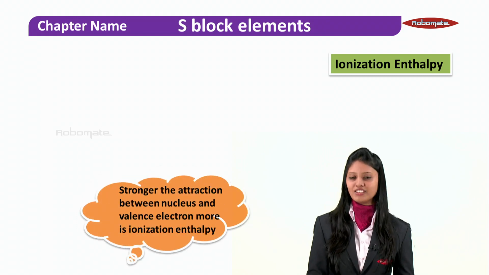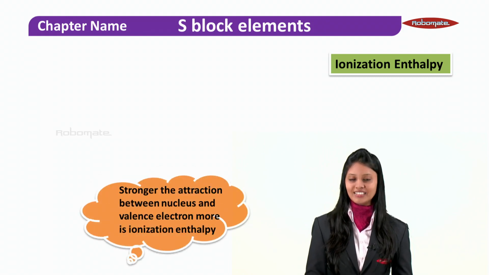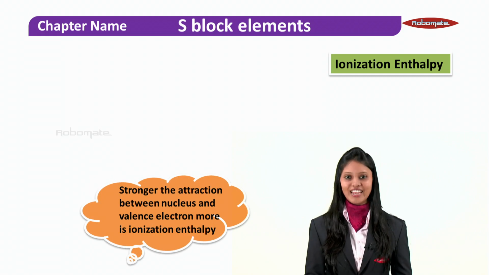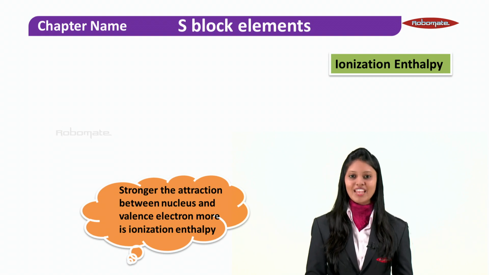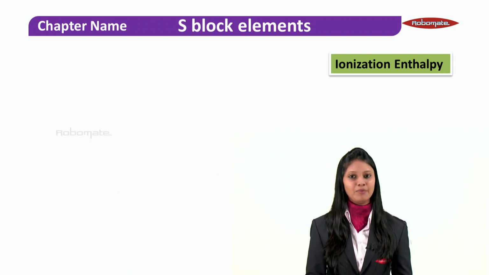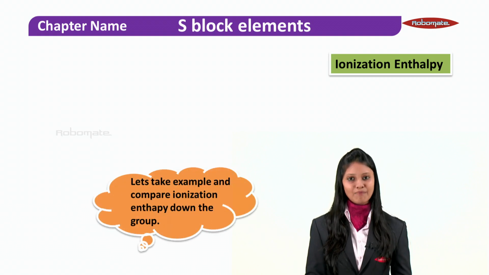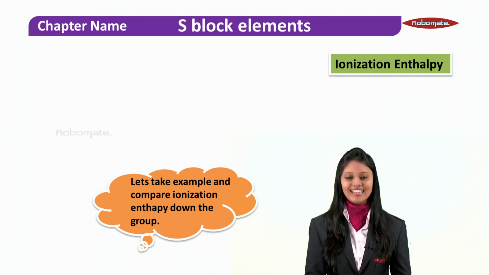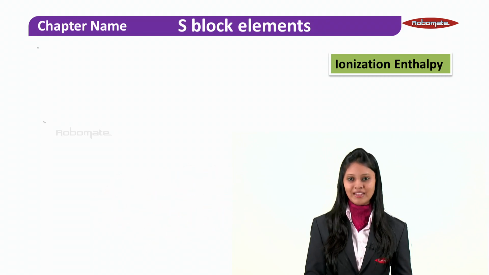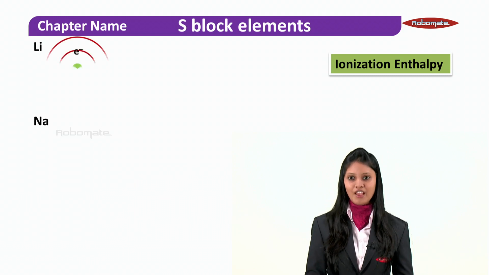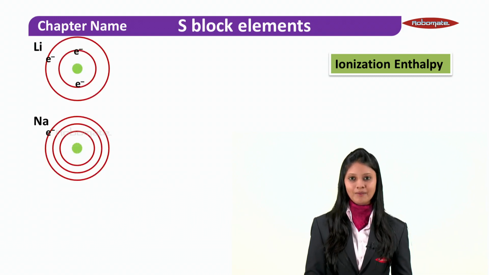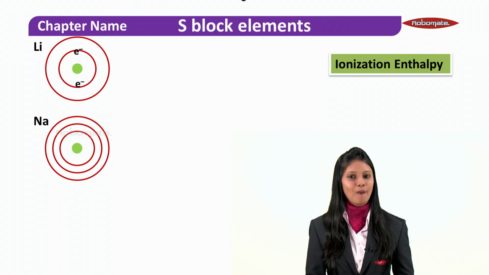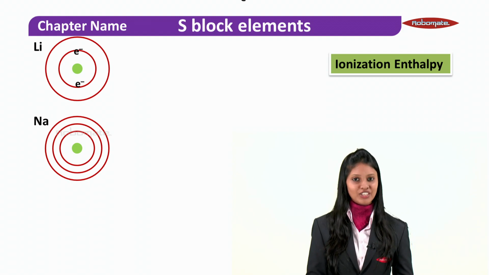Whenever there is a strong attraction between the nucleus and the valence electron, it requires more energy. Whenever there is less attraction, it requires less energy. Let's understand this by taking an example: as we move down the group, what happens to ionization enthalpy? Let's take the example of group 1 elements, lithium and sodium. Let's remove one electron. The amount of energy required to knock off this electron is ionization enthalpy.